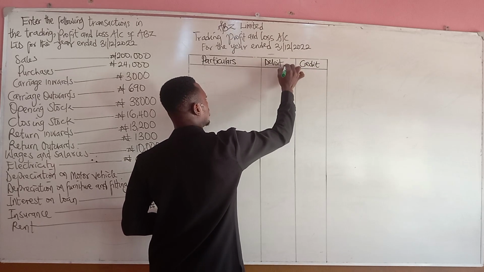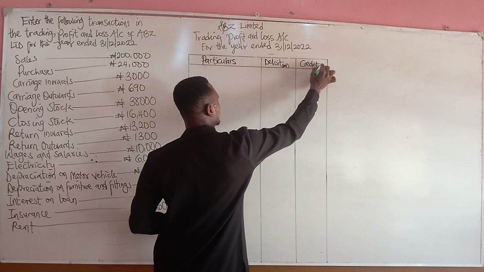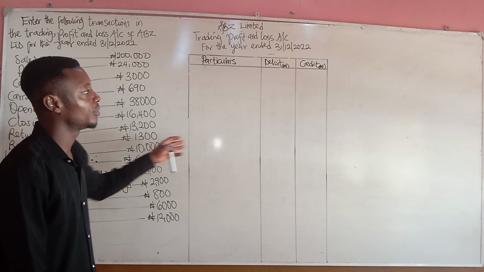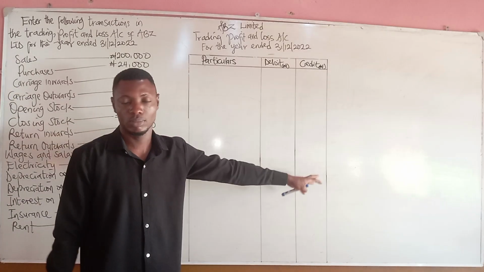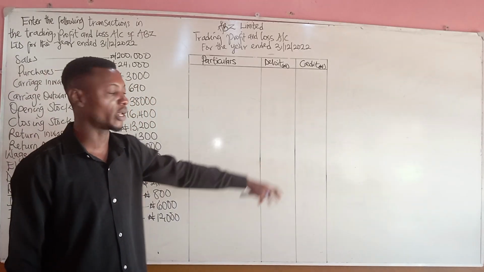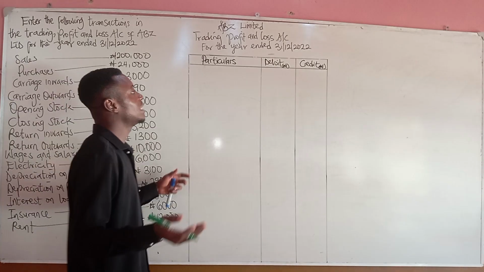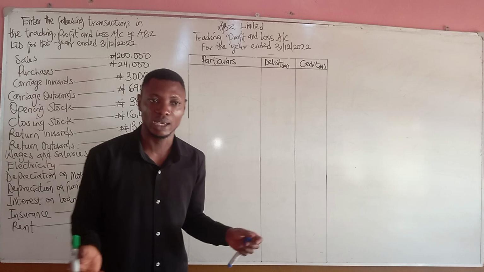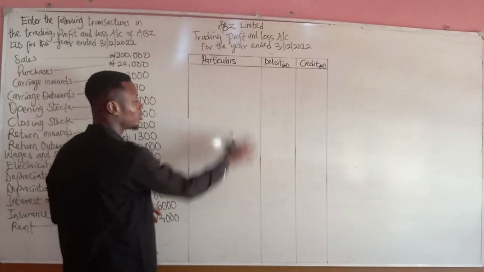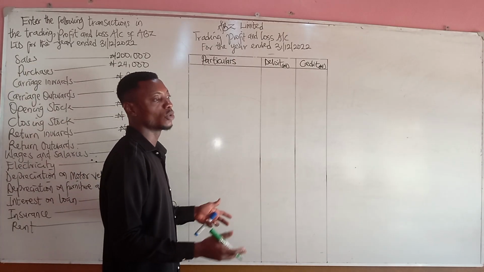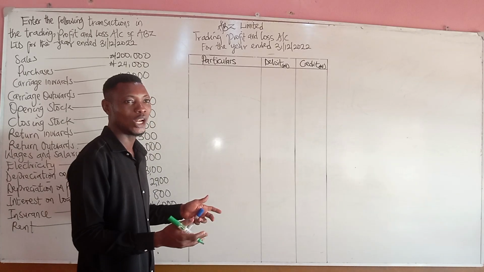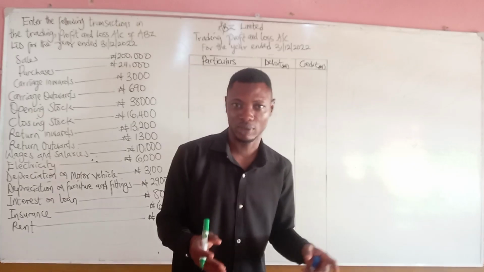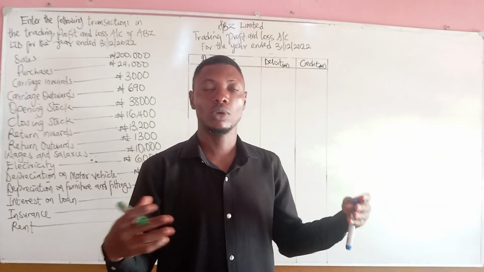Now I'm going to put my currency sign here so that I don't get to be writing the currency on the figures. Let's start. The first thing we always have in our trading profit and loss account is the sales. So now I'm going to put out all the particulars that are likely to be seen in a trading profit and loss account. But when you are solving, you must not have all the particulars. They can give you some, they will not give you some.